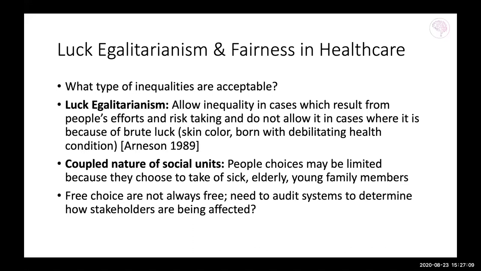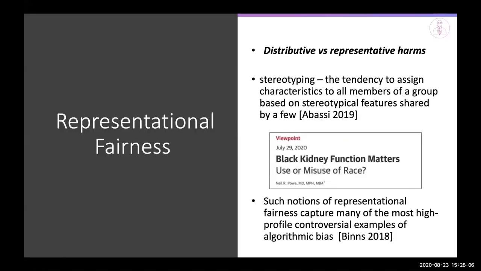So in general, most people tend to think that if it is concerned with luck egalitarianism, then we should rectify those conditions. But if it's by choice, then the locus of responsibility does not lie on us to remedy those situations. The problem is that the real world is much more complex than that. Our individual choices are not always our individual choices. They are constrained by external factors, maybe because we have to take care of, say, the sick, the elderly, or other family members, something that a lot of us can relate to during the time of COVID. What this means is that there's a need to audit these systems and how stakeholders are affected. So again, not a very straightforward, trivial answer to address this.